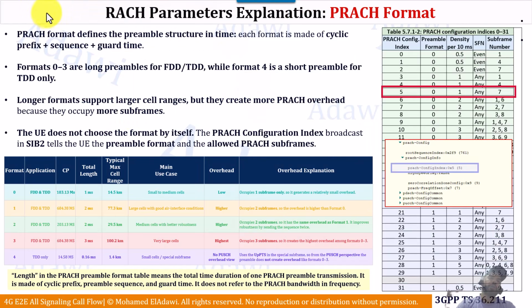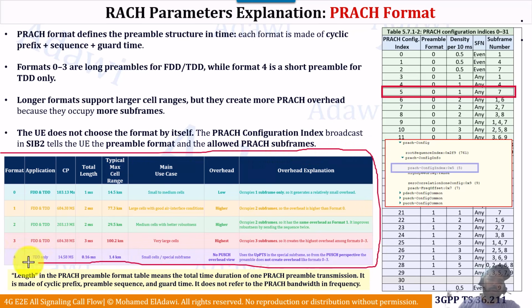If you look into this preamble format, in the table down here, I categorized it from 0 to 4, which is 5 formats. But first, before doing anything, let's read this. PRACH format defines the preamble structure and time. Each format is made of cyclic prefix, sequence, and guard time. This is just the construction or the structure of the preamble.